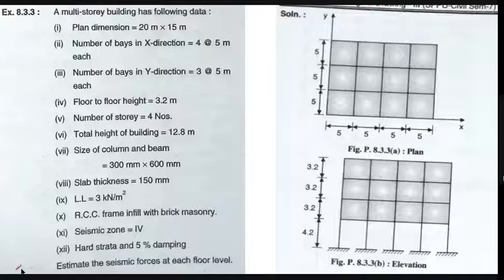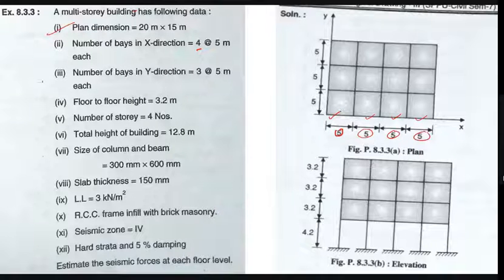Okay. So the problem statement is like this. The multi-story building has the following data. The plan dimension is 20 by 15 meters. The second one is number of bays in x direction. How many bays are there? 1, 2, 3, 4. 4 number of bays are there and each spacing is 5 meters.